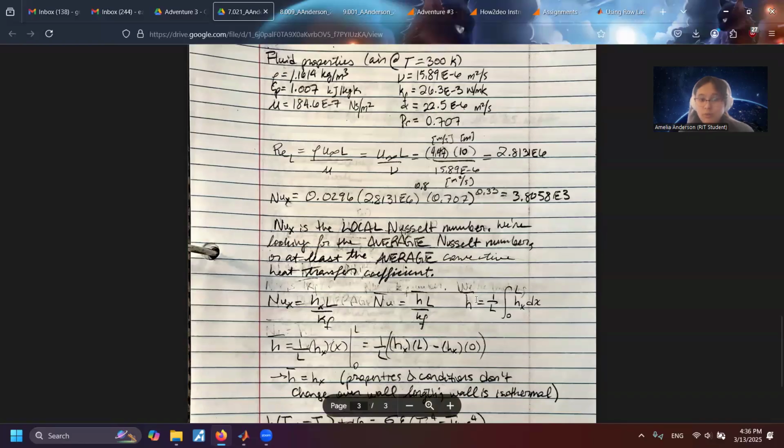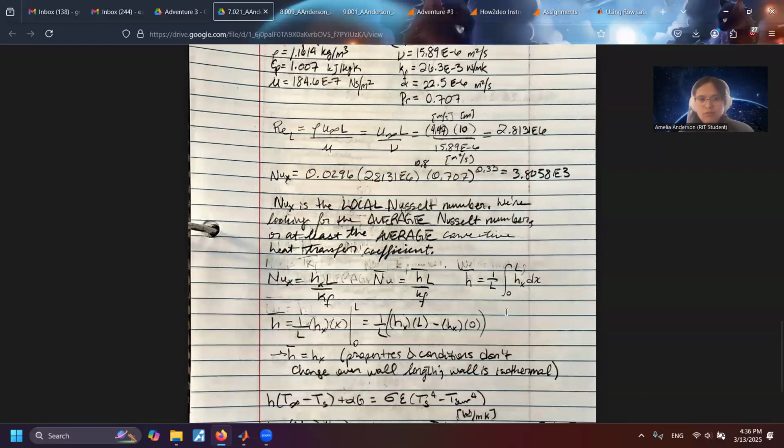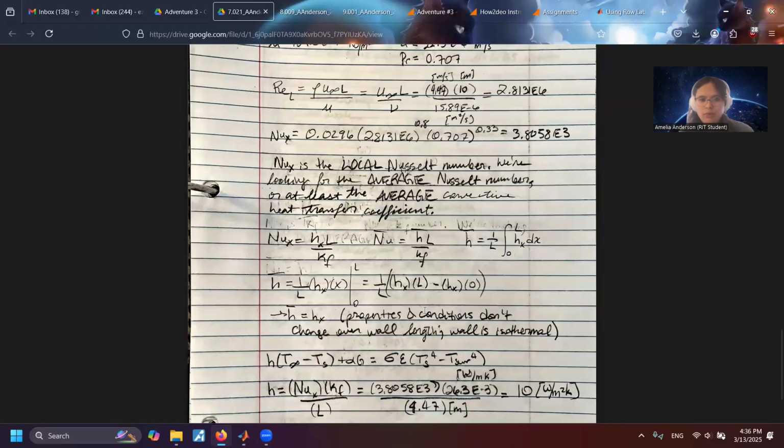We do note, remember though, that our average convective heat transfer coefficient is just the average of all the local ones. But since we're assuming that properties and conditions don't change over the wall and that the wall is isothermal, everything should be the same. And if we just integrate that from 0 to L, our 0 term drops out, the L's divide out, and our average heat transfer coefficient for convection is the same as our local.